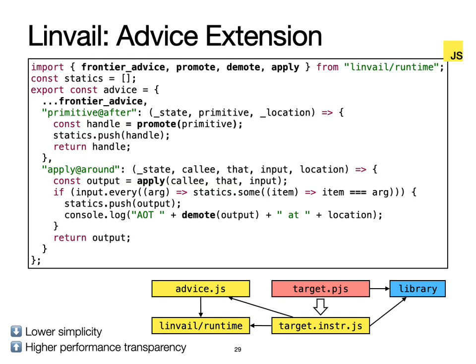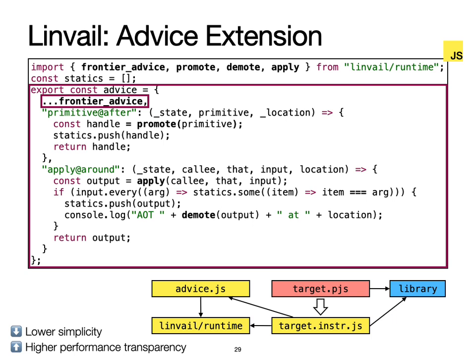Here is how we should adapt our motivating analysis for this second architecture. First, we need to provide Linveil's advice as basis for the analysis advice. Then we need to explicitly promote the result of primitive literals into handles. We also need to demote handles before logging to preserve transparency. And finally, we have to replace Reflect.apply with a function from the Linveil runtime.